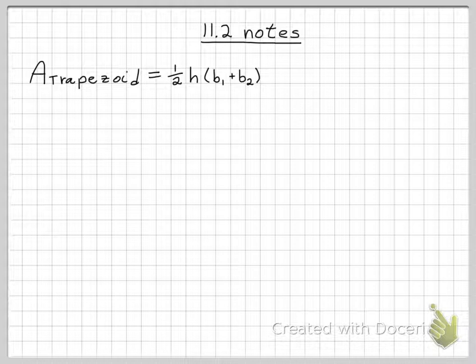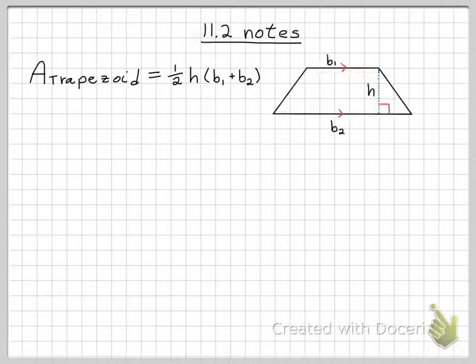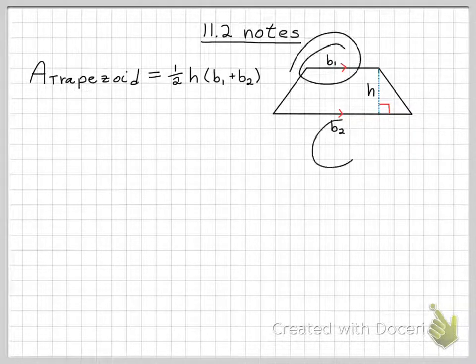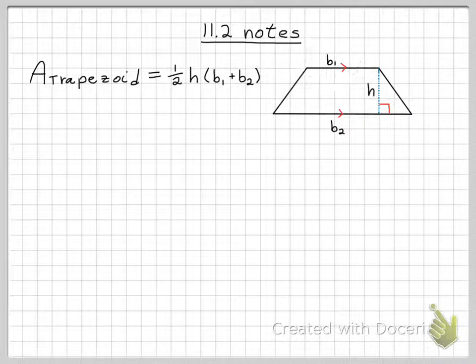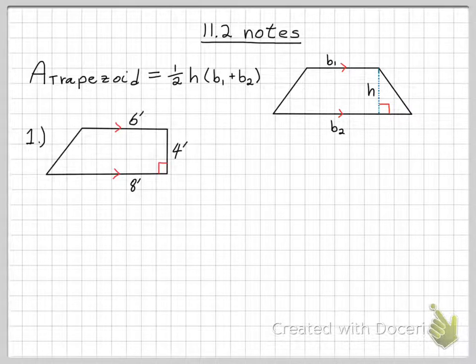The formula for the area of a trapezoid is 1/2 times the height times quantity base 1 plus base 2. So in other words, if you take the average of the two bases and multiply it by the height, you get the area of the trapezoid. Okay? So please write that down, get caught up, and we'll start with this first problem.